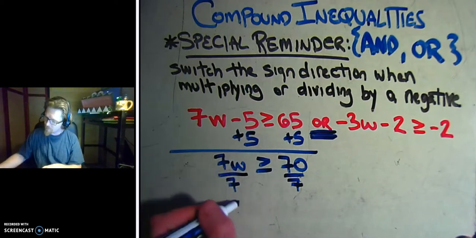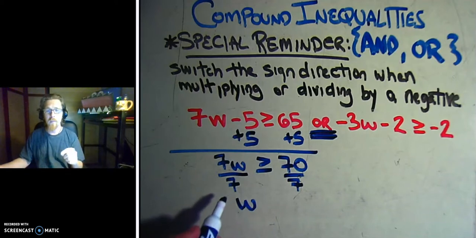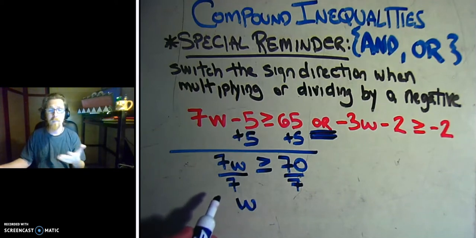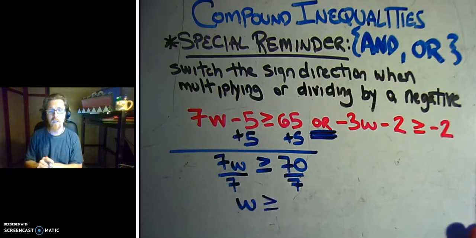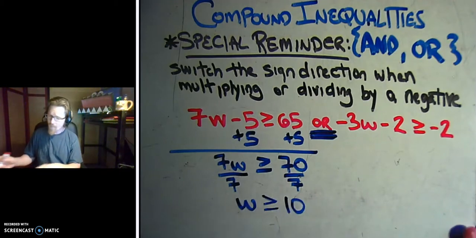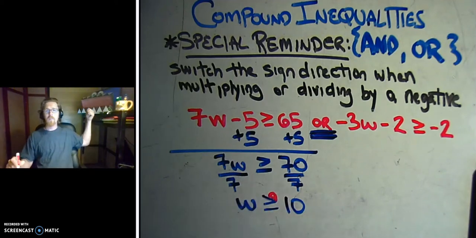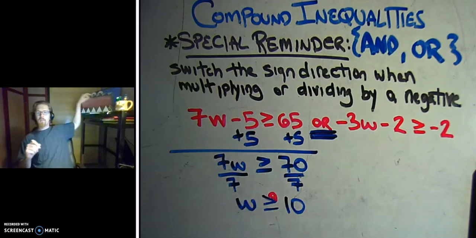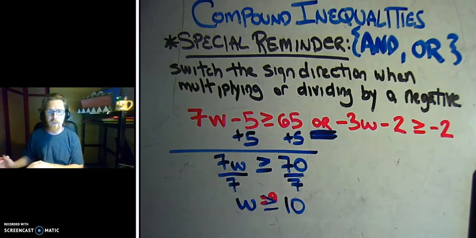7 divided by 7 is the 1w that I want. Because I did not multiply or divide by a negative number, I just divided by a positive 7, that inequality symbol doesn't change. It just stays how it is. And 70 divided by 7 is 10. I always like to think of these as alligators. That's where you'll notice my inequality mascot in the background. And I always remember that the alligator eats the bigger number. So this is really saying w is bigger than or equal to 10.